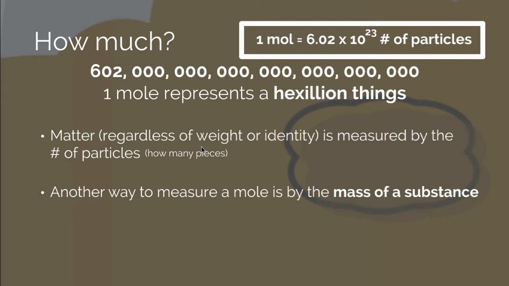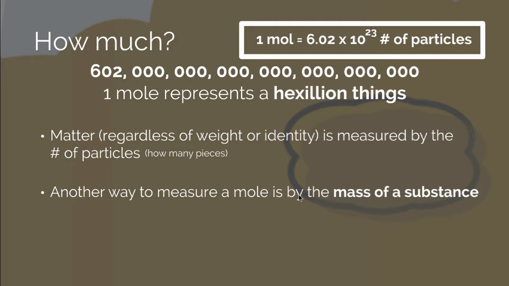But we also said that it was convenient to count out things in terms of moles. So we said that counting individual atoms would be really, really difficult and very expensive. But also, when you think about it, counting out 1 hexillion things, that's also not really convenient. So that's why we also use the mole in a little bit of a different way. We use it in terms of mass too.